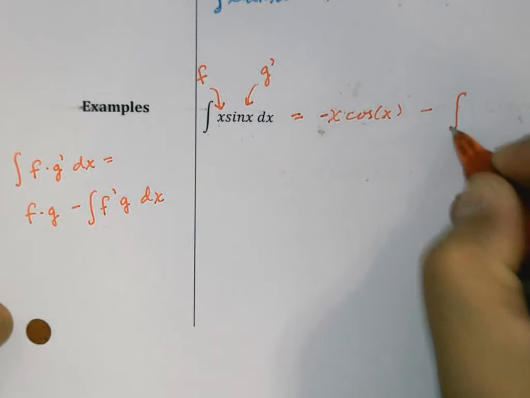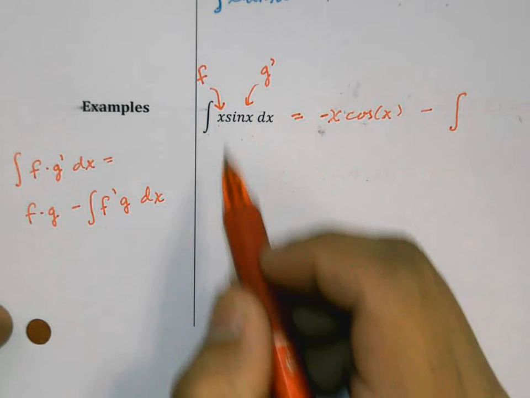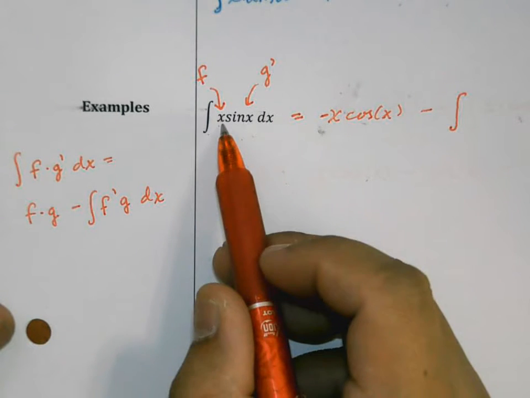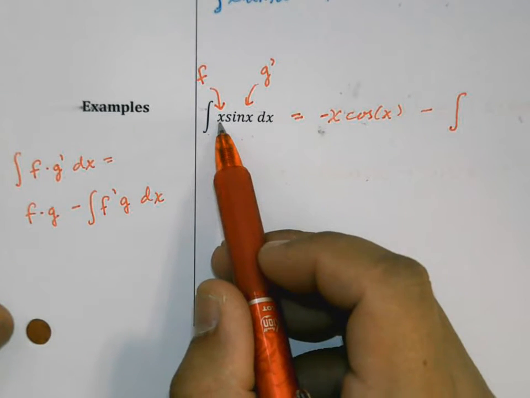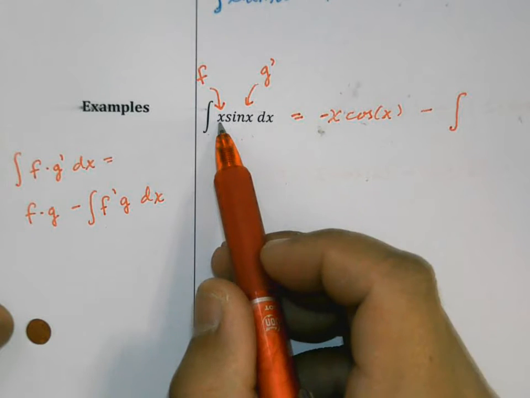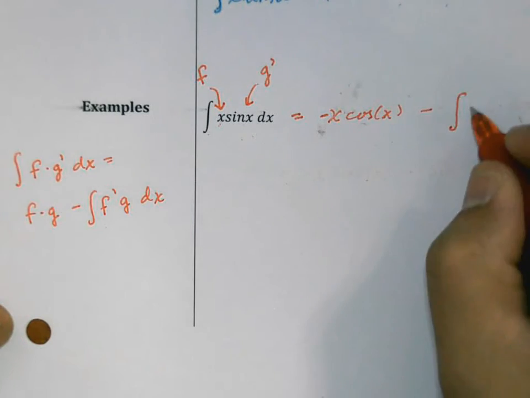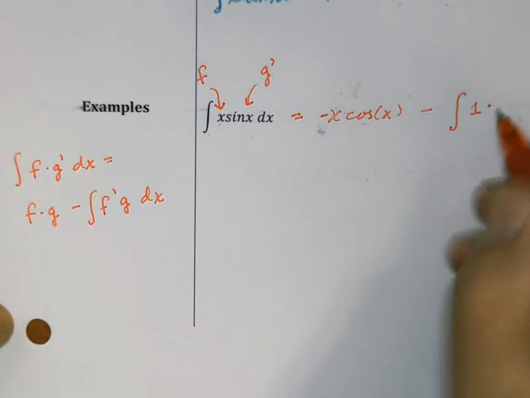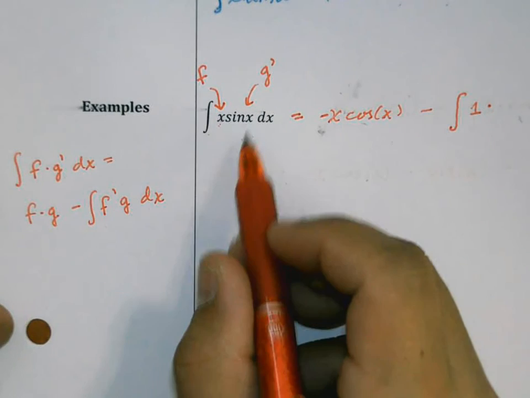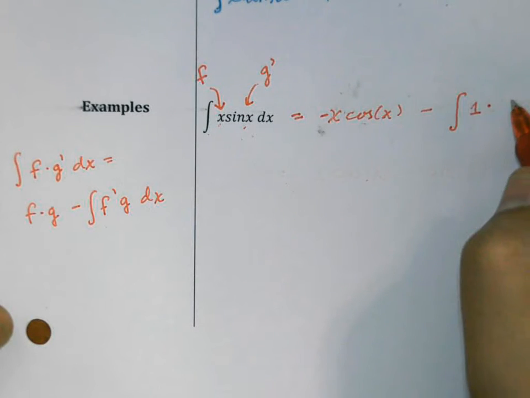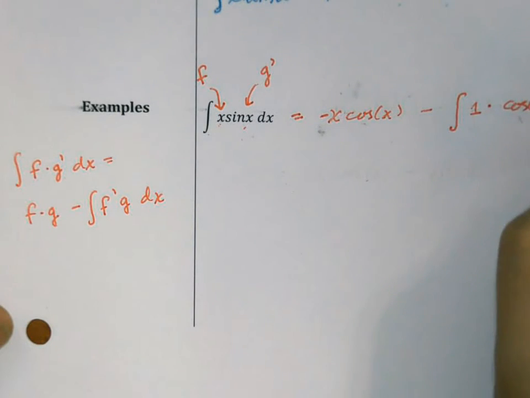Minus the antiderivative of f prime, and you can see here how choosing f as x makes things simpler. The derivative of x here makes it 1 times g again, which is the antiderivative of sine, which is negative cosine dx.